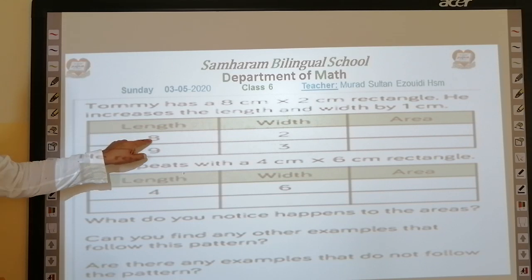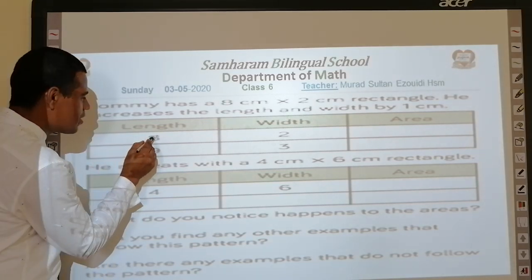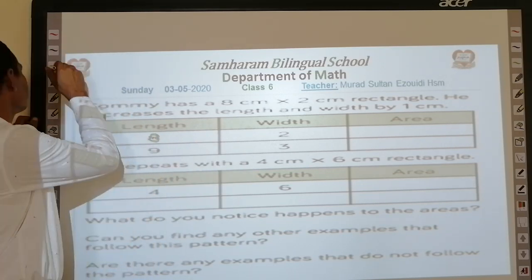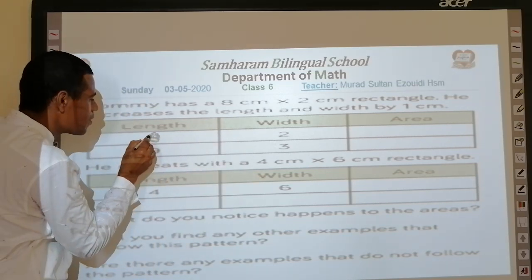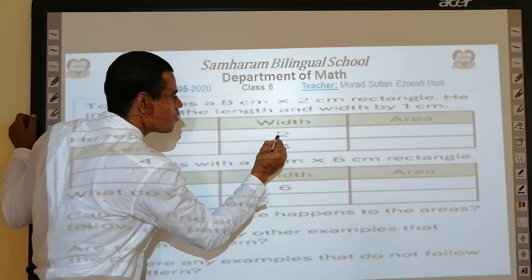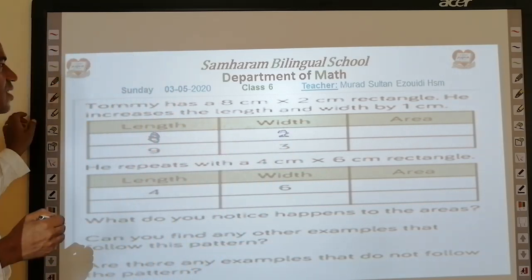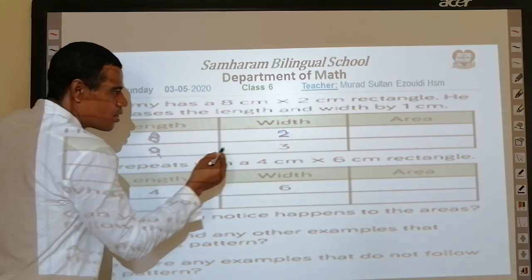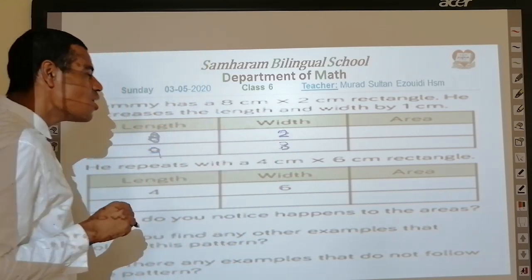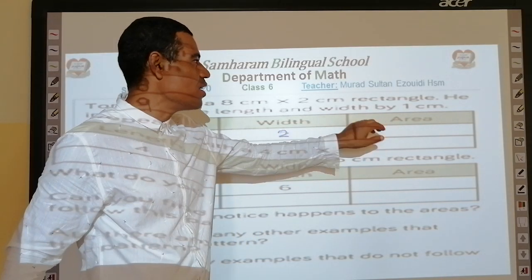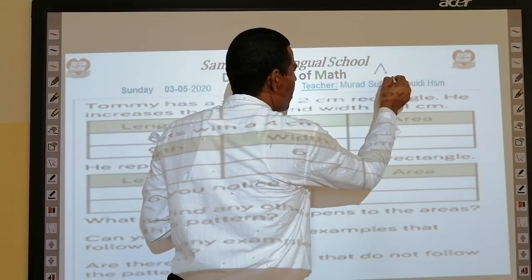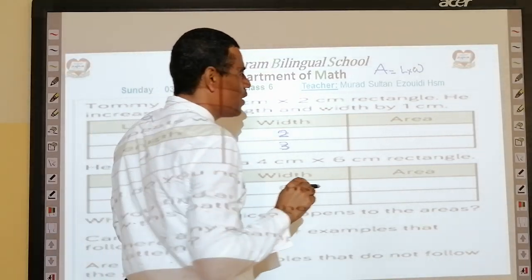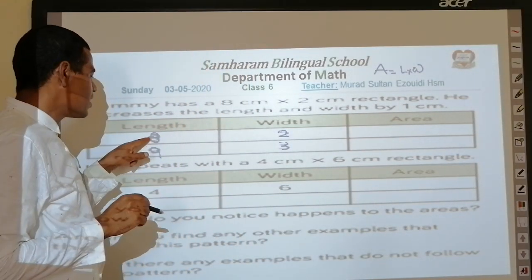Okay. The first one, the length was 8 and the width was 2. Then he increased the length and the width by 1, means 8 plus 1 is 9, 2 plus 1 is 3. Okay. Now we'll try to find the area, my learners. What is the area? Don't forget, the area equals length multiplied by width. Please don't forget. Okay?